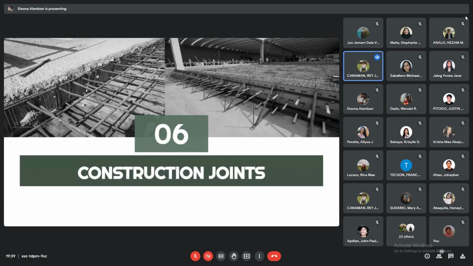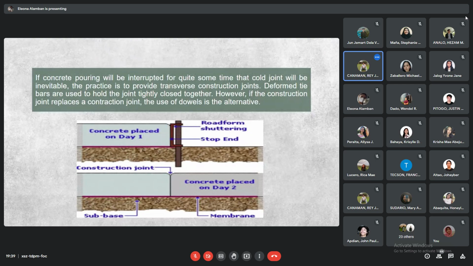So next is the construction joints. Next slide please. So if a concrete pouring will be interrupted for quite some time, that cold joint will be inevitable. So the practice is to provide transverse construction joints. Deformed tie bars are used to hold the slabs tightly closed together. However, if the construction joint replaces a contraction joint, the use of dowels is the alternative.